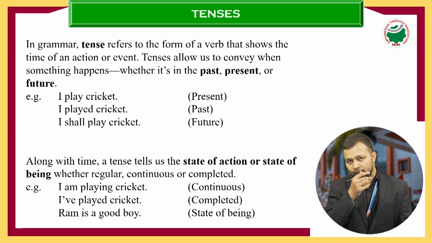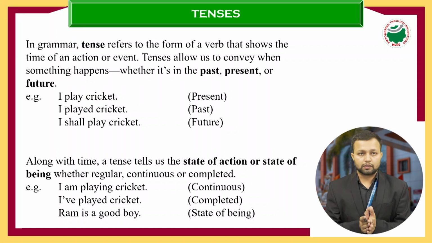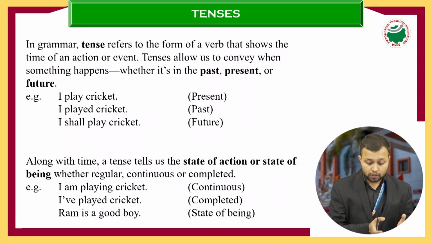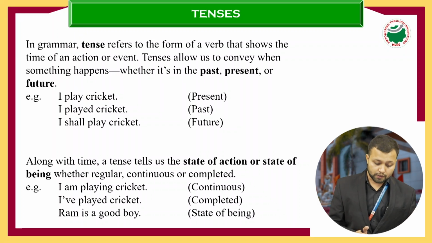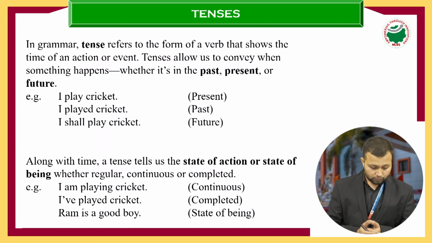So do not forget to catch up later in my next session. Moving on to the definition of tenses. What do you mean by tenses? In grammar, tense refers to the form of verb that shows the time of an action or an event. Tenses allow us to convey when something happens, whether it is in the past, present, or future.